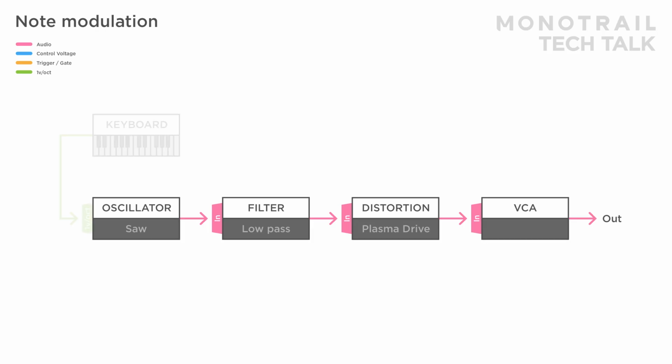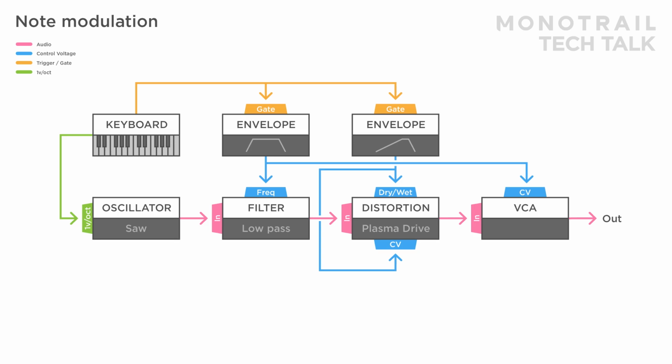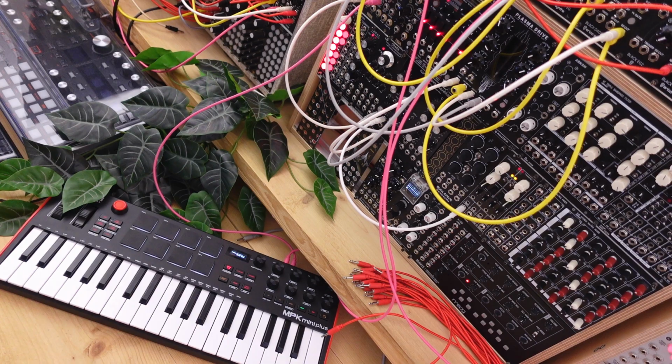Here, a keyboard is used to gate an attack hold decay envelope, modulating the filter and VCA. And the delayed envelope is used to increase the dry-wet mix and voltage CV of the distortion on sustained notes. A smooth random voltage modulating the filter is added for some subtle fluctuations.